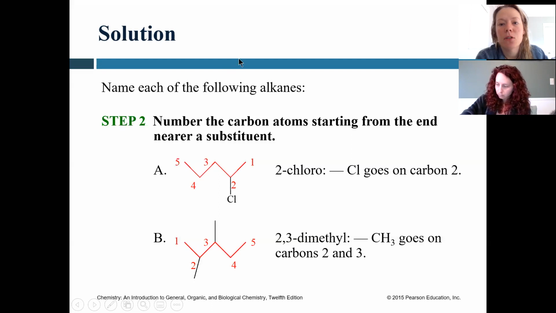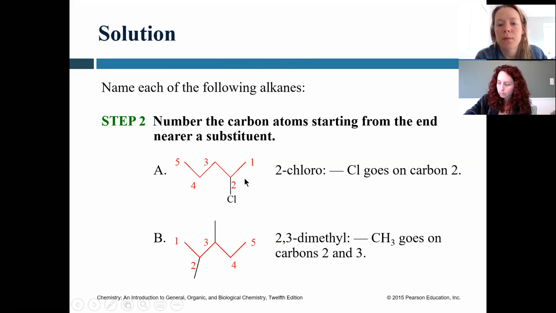We want to number them in such a way that the accessories land on the lowest numbers. So for the first one, it'll actually be counting from right to left: 1, 2, 3, 4, 5. For the second one, it'll be left to right: 1, 2, 3, 4, 5.